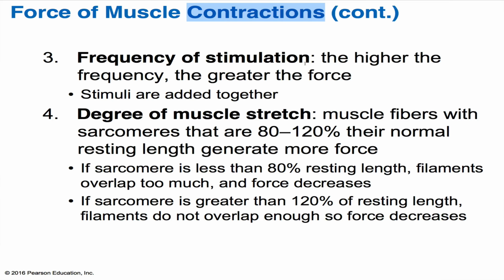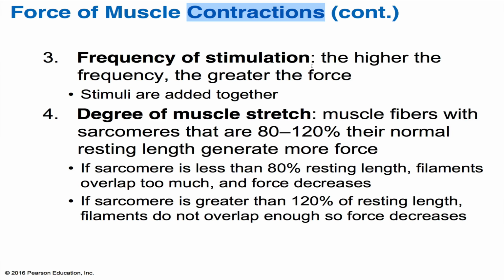Now, to understand number four, we have to think back to the very first lecture on Chapter 9, when we were discussing the A bands and the I bands and the thin and the thick filaments. So within the sarcomere, the ideal length-tension relationship occurs when the muscle is slightly stretched and the thin and the thick filaments overlap optimally, because this relationship permits sliding along the entire length of the thin filament.